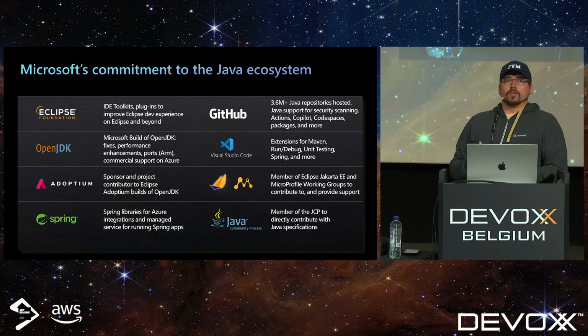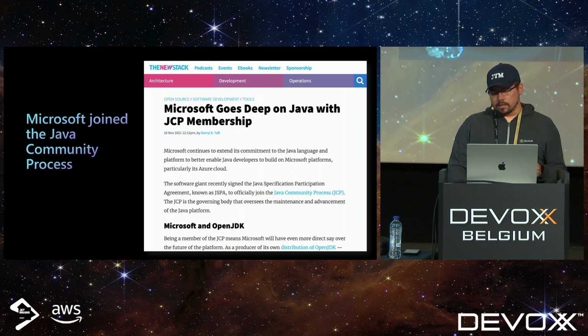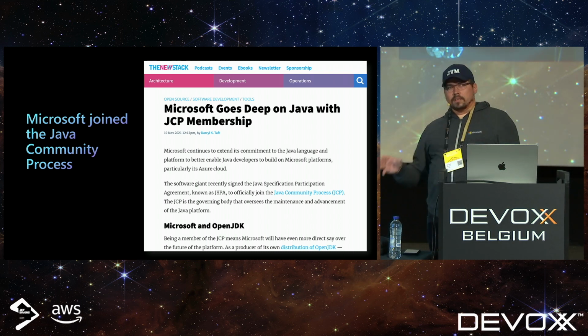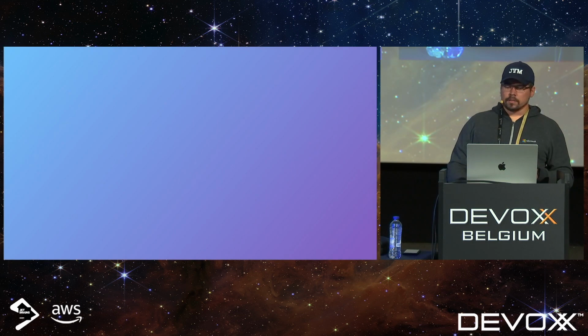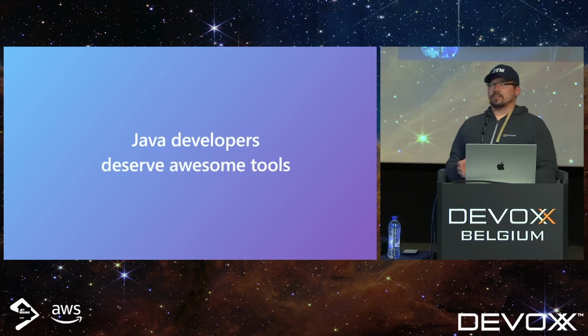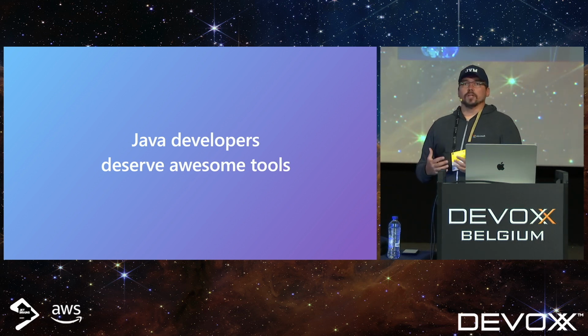GitHub and Visual Studio Code, of course, you all know about. So we had this JCP announcement last year, but it's really not about how we do things on paper, it's how we do things in the code. And one of the reasons Microsoft wants to participate in the Java ecosystem is because we believe all developers deserve awesome tools, Java developers included.